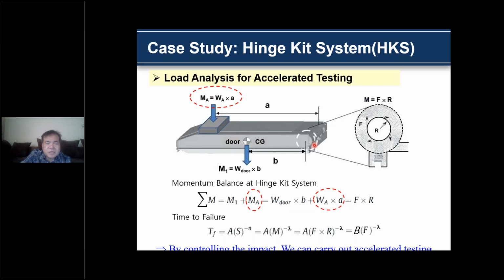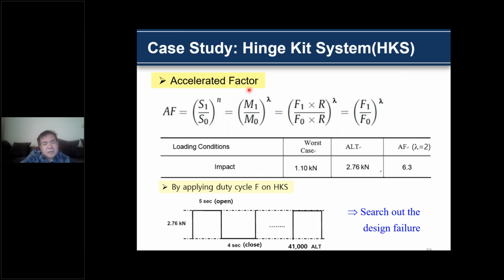This is a load analysis for the XLI testing. This hinge kit system depends on the door weight. To increase the impact, we adding some additional weight on the end of the door weight. By controlling the impact, we can carry out the accelerated testing. This is how to calculate accelerated factor.